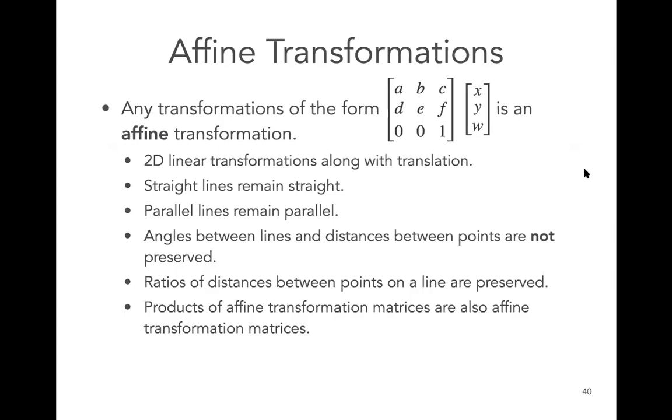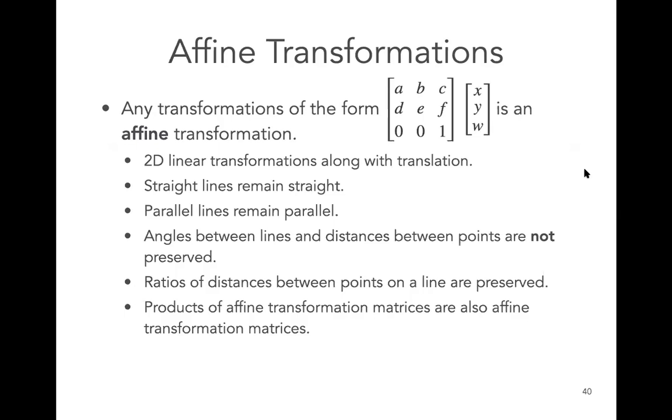So if we scale points, we can shrink things down and the distances can get larger or smaller. Angles between lines aren't necessarily preserved because we can do non-uniform scaling. So if we do non-uniform scaling, then we can take two lines that have a 45-degree angle, and we can kind of shrink that angle down or expand that angle.